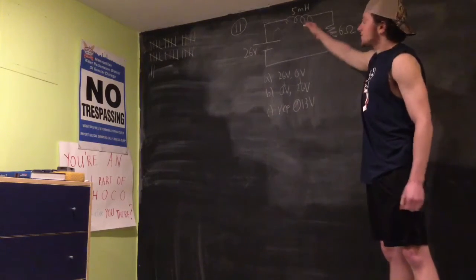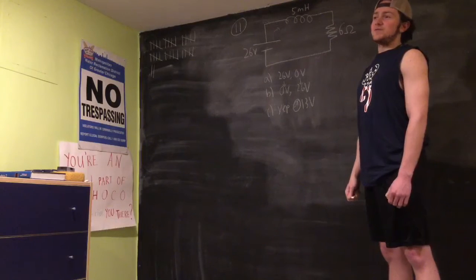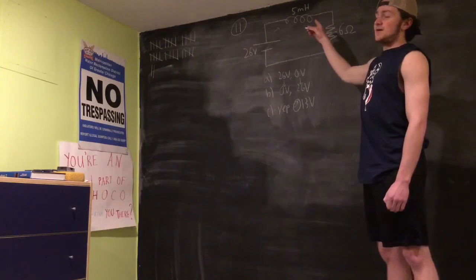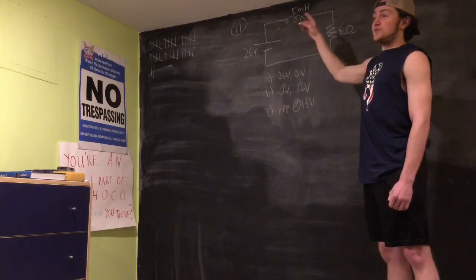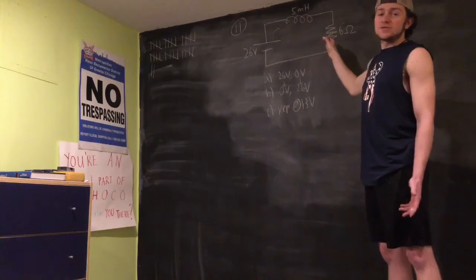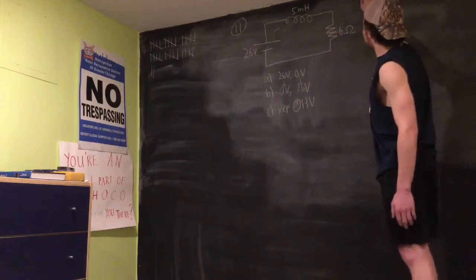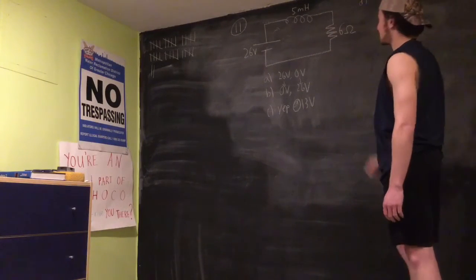So I could come up with some equation which involves the time derivative of current to solve for the induced EMF, or I could just go to the resistor, because resistors are so much easier to deal with. And that's what part D asks us to do: find this exact time.